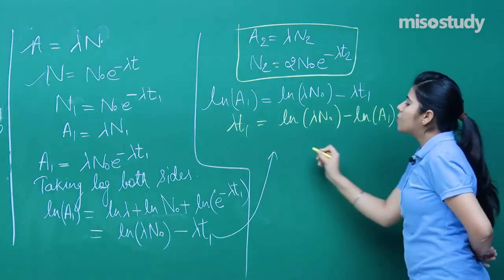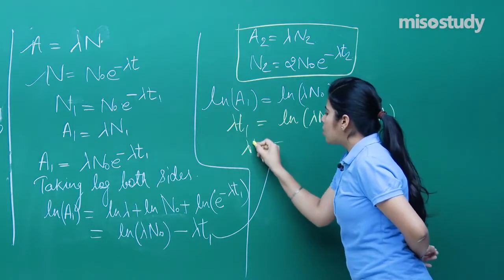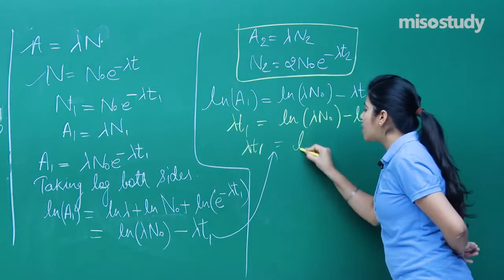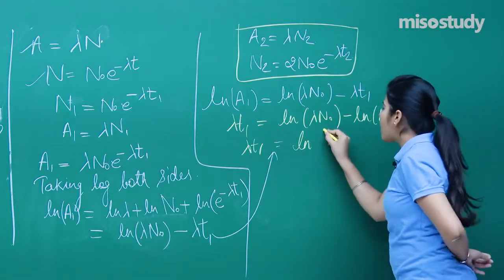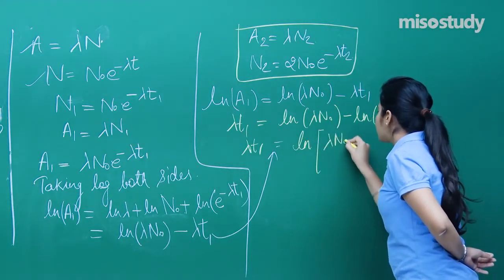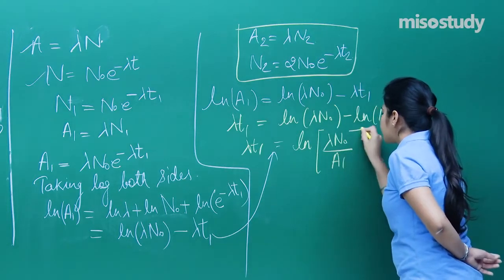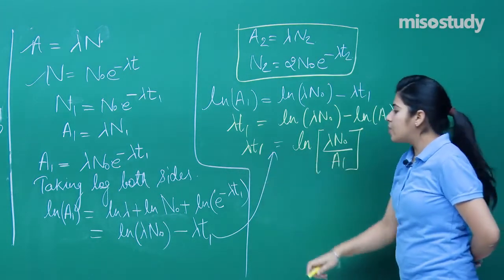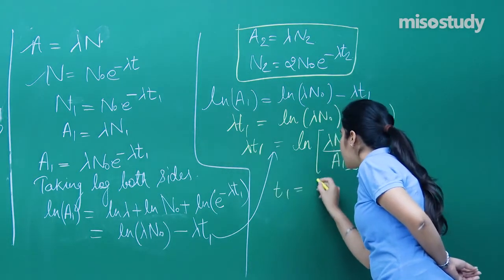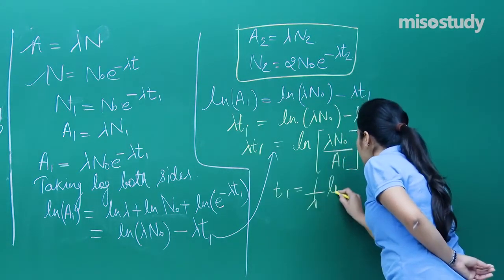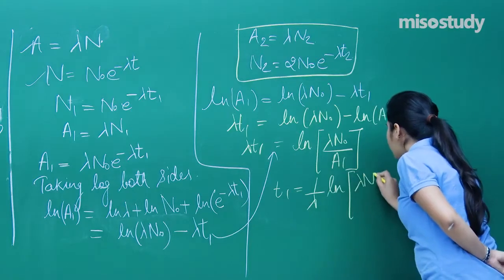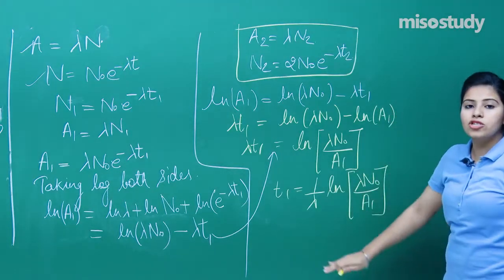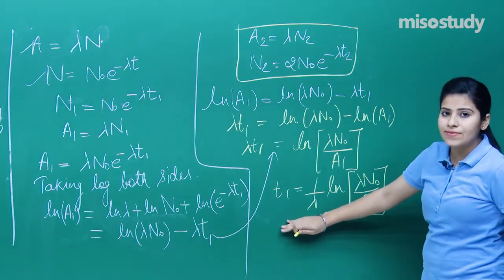Now you know that when we have a log in the minus, we write it in the form of division. So we will have λN0 upon A1, isn't it? Now to find the value of t1, what will I do? t1 will be 1 by λ log λN0 upon A1. This is your value of t1.